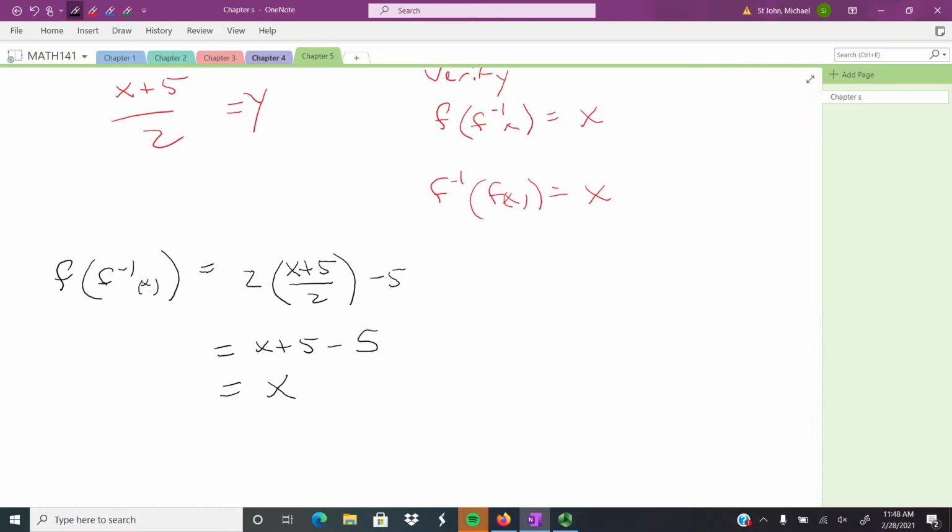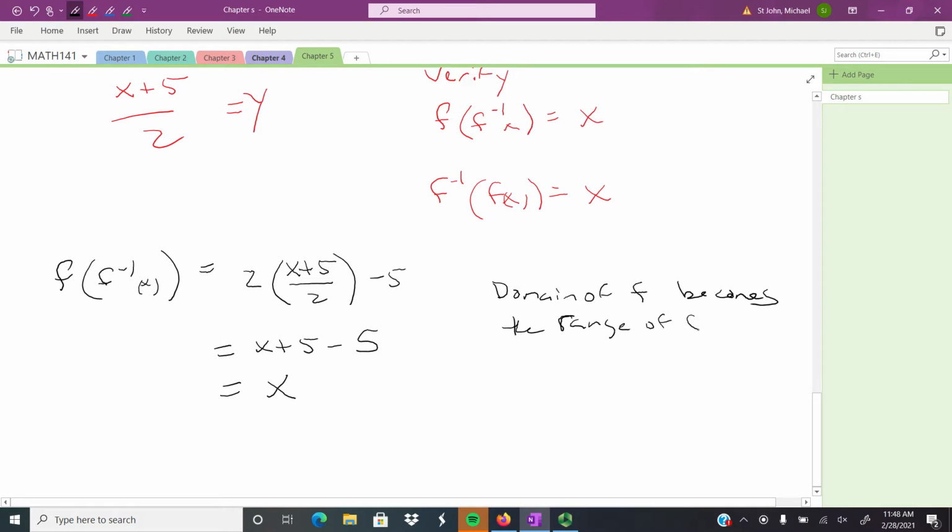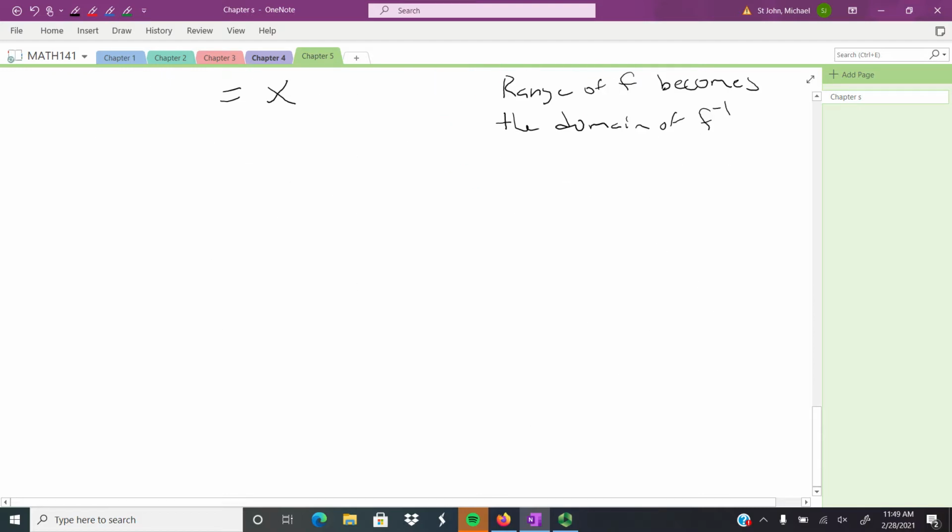So the other thing about inverses has to do with their domains and the range. And that is the domain of f becomes the range of f inverse. And then the range of f becomes the domain of f inverse. So inverses.